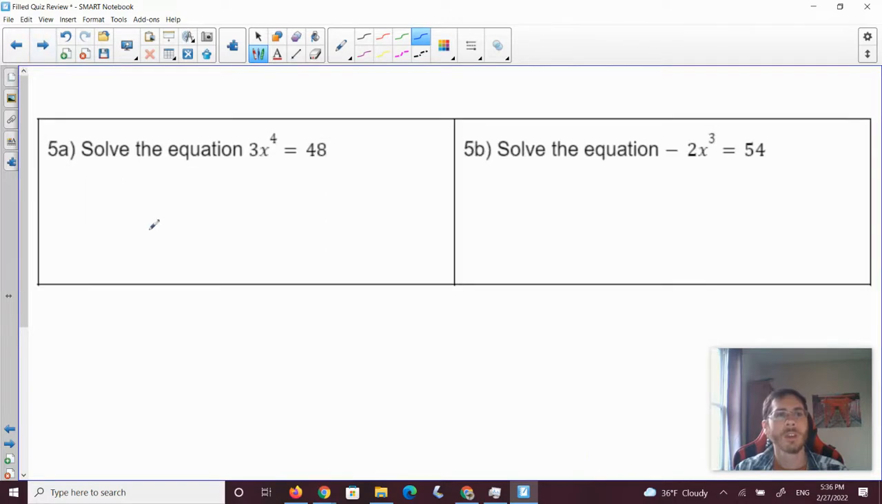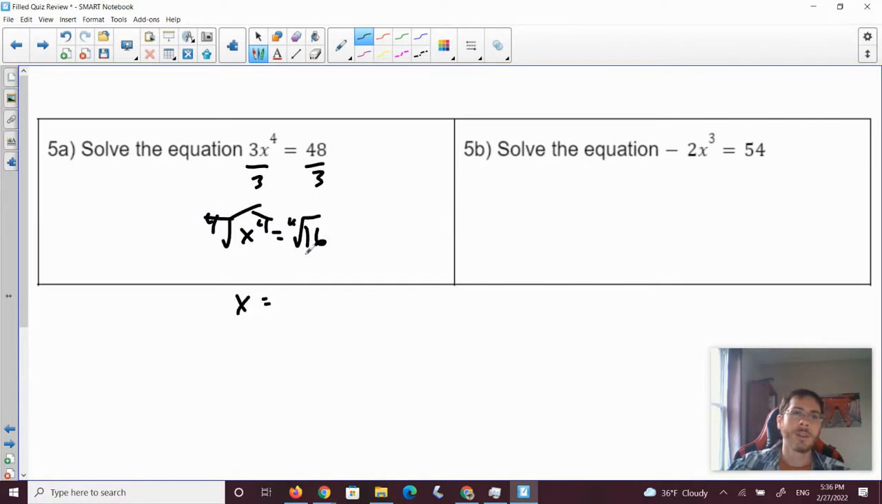All right. For number 5, solve the equation. So to solve the equation, what we want to do is try and get the exponent by itself. So with this one, we'll divide both sides by 3. X to the 4th equals 16. We can fourth root both sides to undo the x to the 4th. And we get x equals, and we have to be careful because this is an even exponent, so we have to do plus or minus 2.